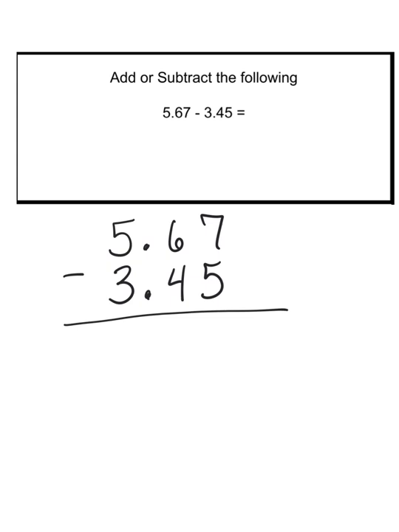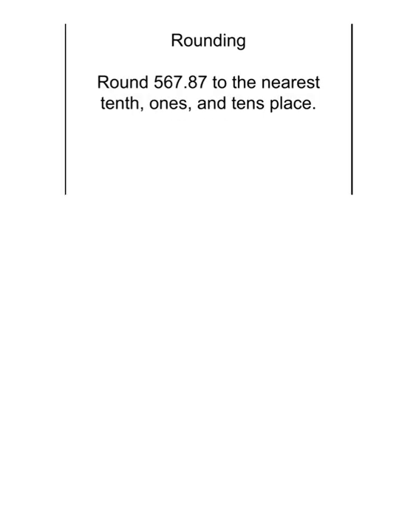And I don't see any regrouping that needs to happen here. 7 minus 5 is 2. 6 minus 4 is 2. And 5 minus 3 is 2. So that leaves us with 2 and 22 hundredths.